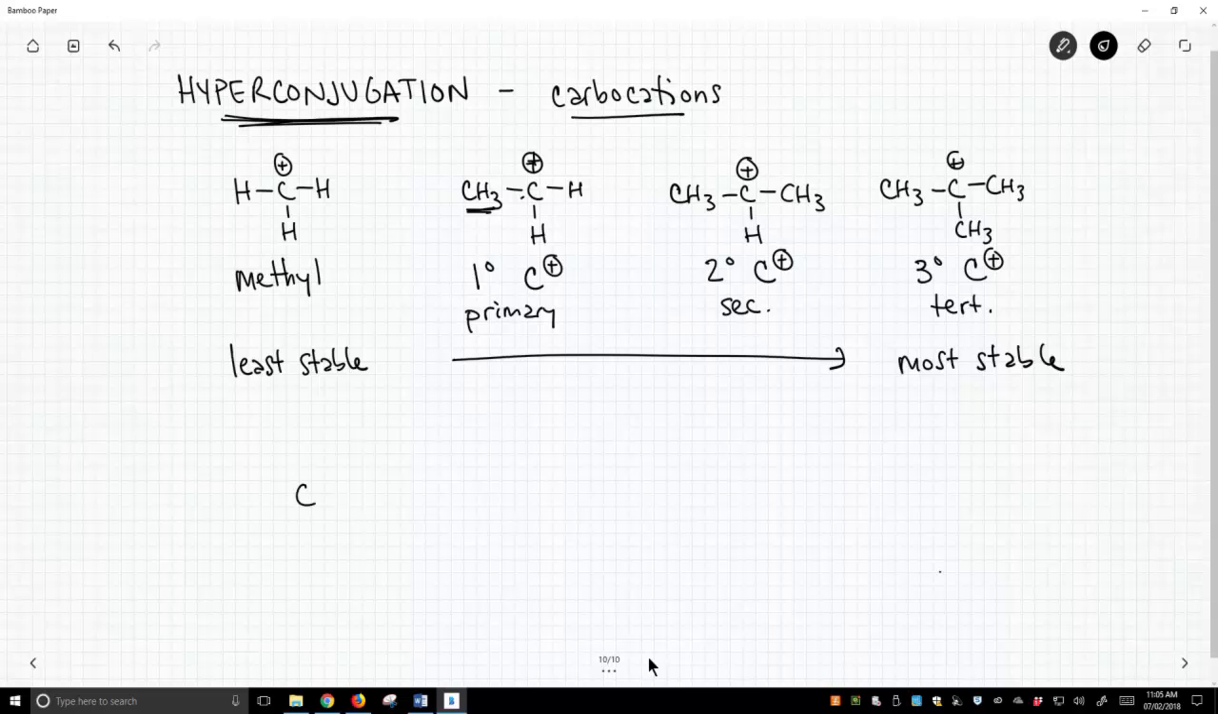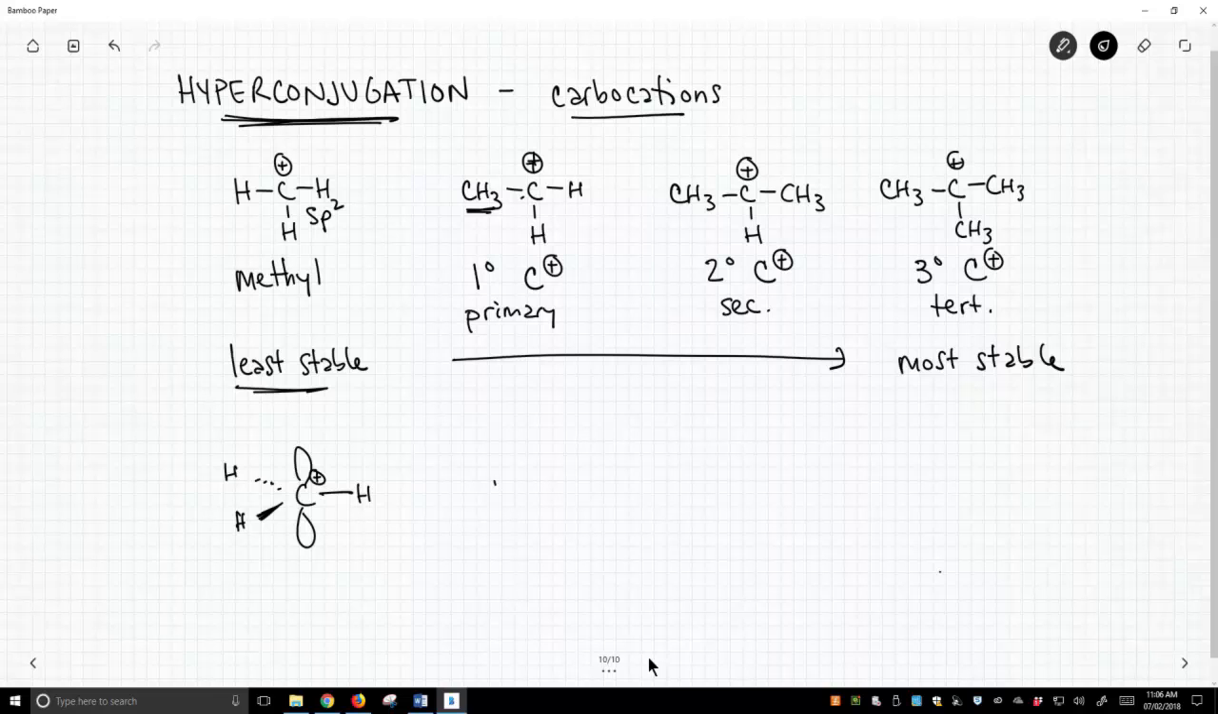Let's draw out our methyl carbocation. Our carbocation is sp2 hybridized, and that vacant p orbital is on our carbon. So let's draw this sp2. I'm trying to show this is trigonal planar. So apparently that vacant p orbital is not very well stabilized. This is the least stable structure.